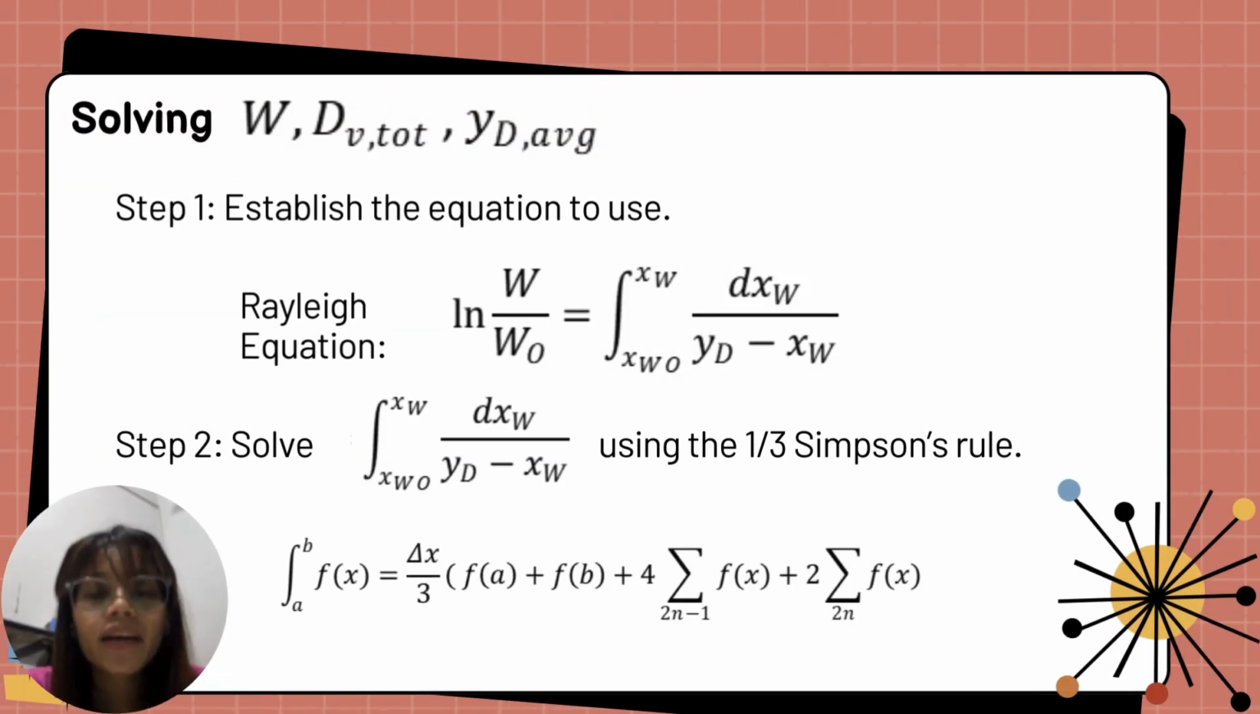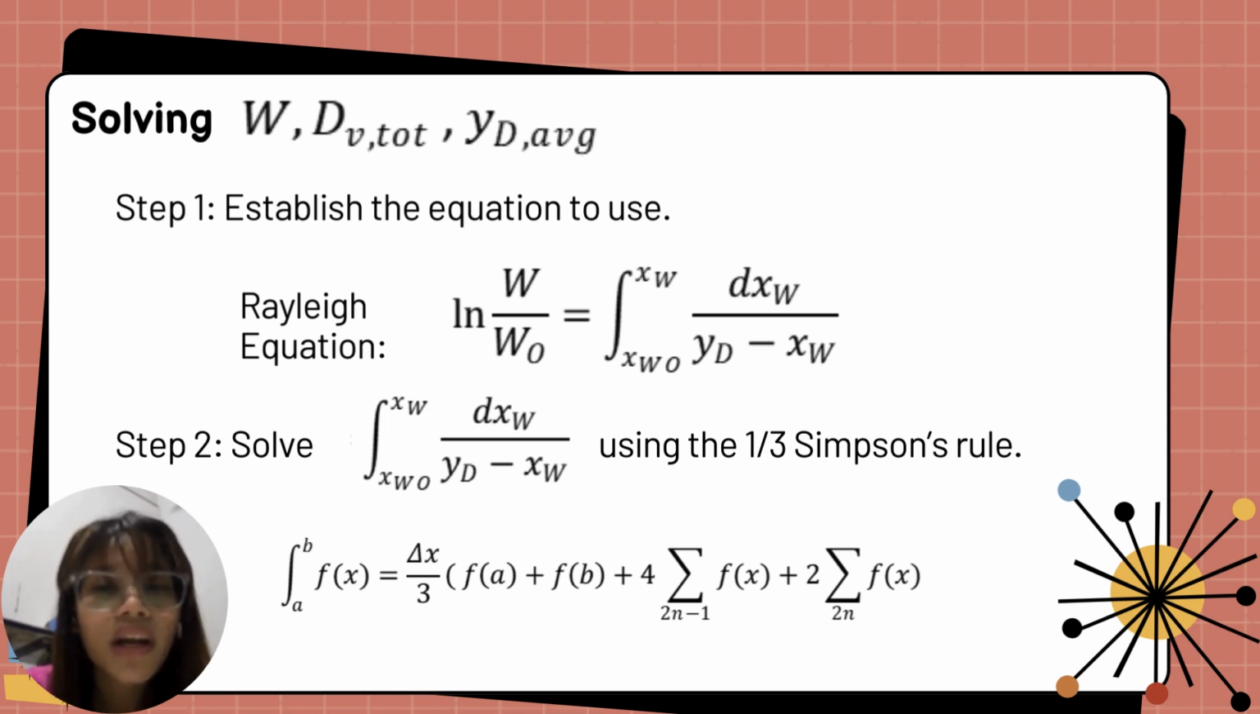For part A, the requirements are the final amount in the still pot, denoted as W, the total amount of distillate vapor collected, D_V total, and the average mole fraction water in the vapor distillate, y_D average. Step 1: we're going to establish the equation to use.